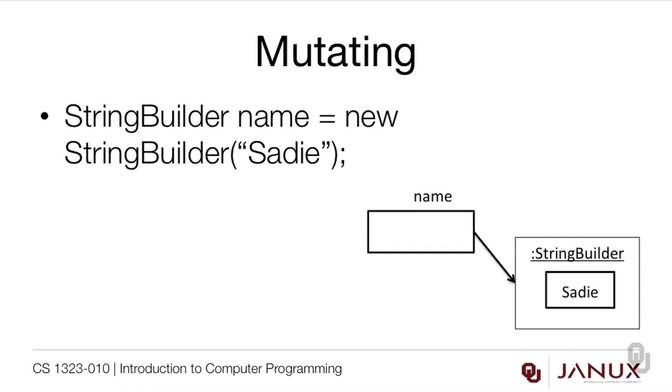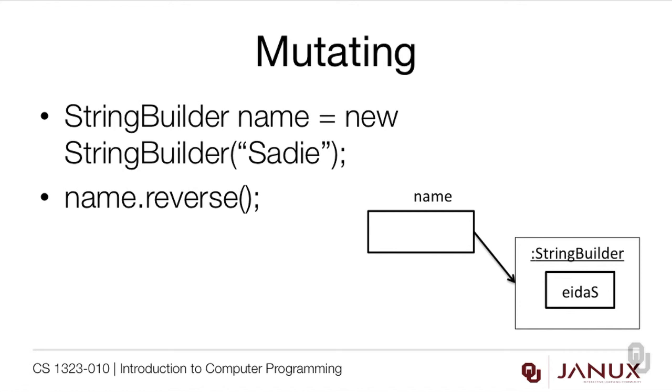have. But remember, the StringBuilder is different than the string. So if we call name.reverse, what happens is this. The characters inside the original object get changed. So instead of having Sadie, we have Eidas or something like that, Sadie reversed. Notice we did not have to assign it for this to happen.